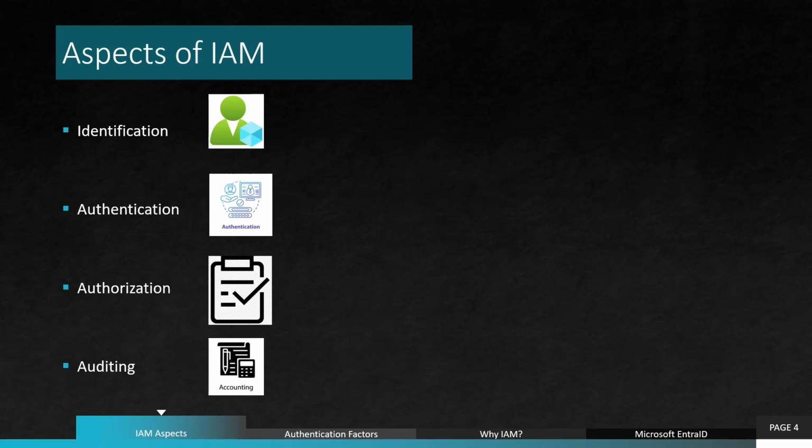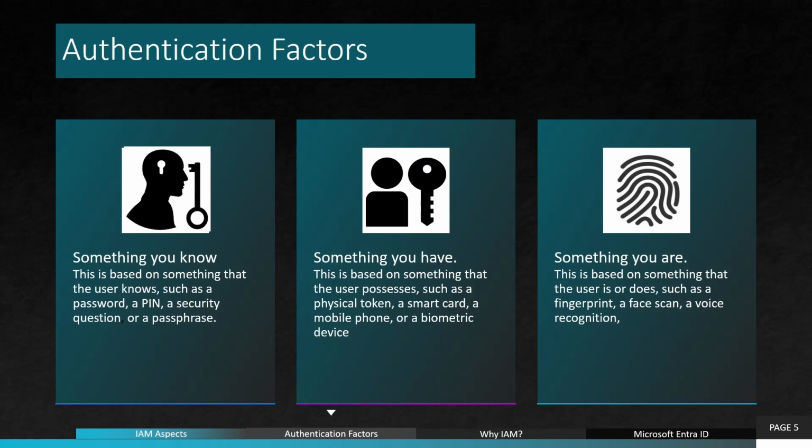So next, we are going to be looking at the authentication factors. Now, authentication factors are the pieces of information or evidence that are used to verify the identity of a user or a device. And there are three main types of authentication factors. That is something you know, something you have, or something that you are. So something you know authentication is based on something that the user knows, such as a password or a PIN or personal identification number. It could also be a security question or a passphrase.